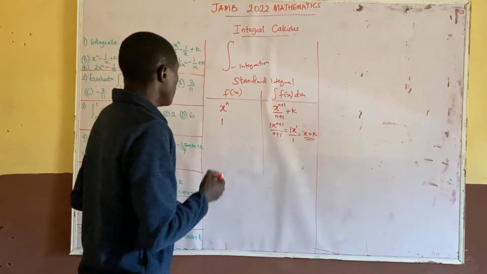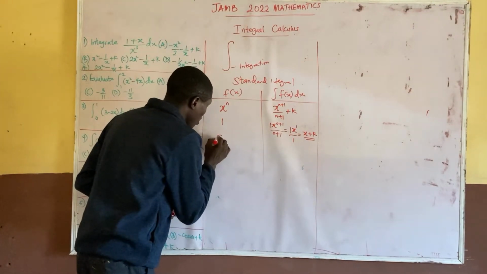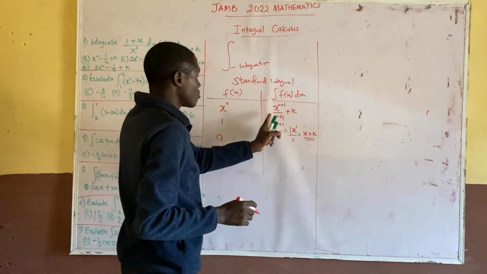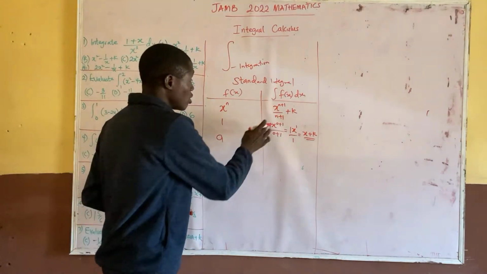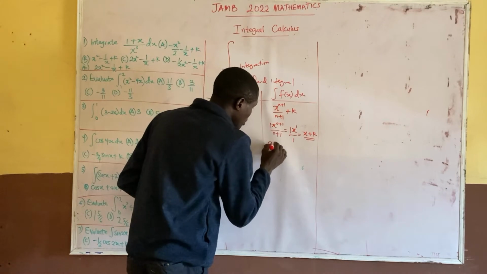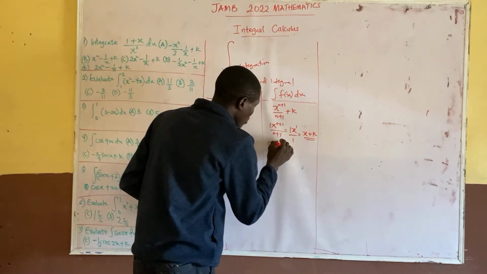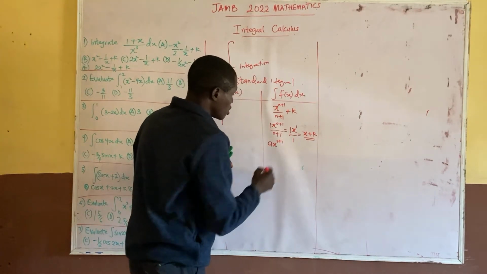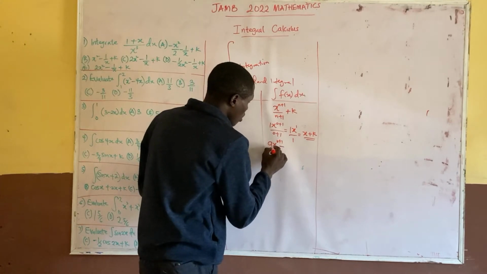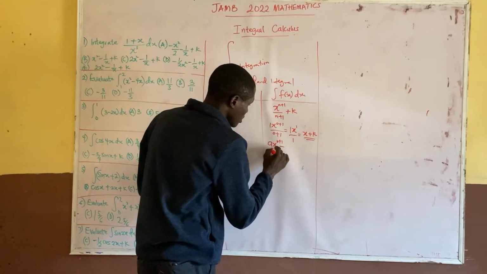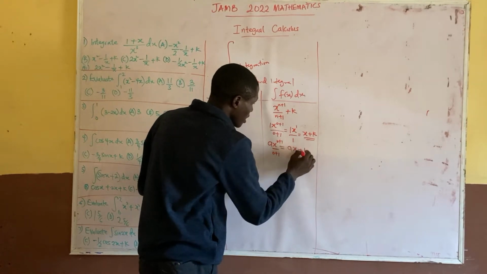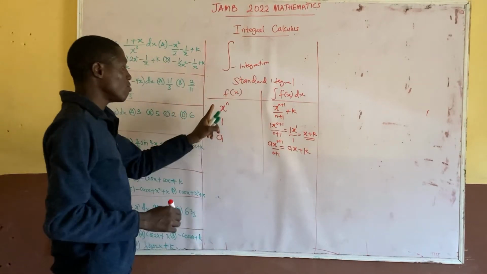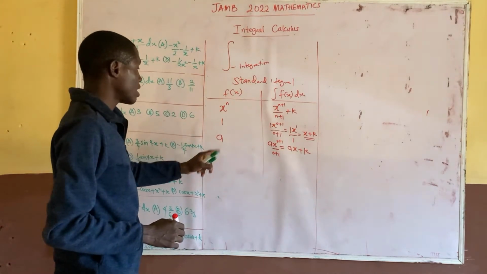Now when I talk about the integral of a, when you have another number apart from 1, what will be the integral? Just follow this same procedure, which is x raised to power 0 plus 1. You introduce x raised to power 0 plus 1 all over 0 plus 1. So we have ax plus k. So that's the integral of a constant a.